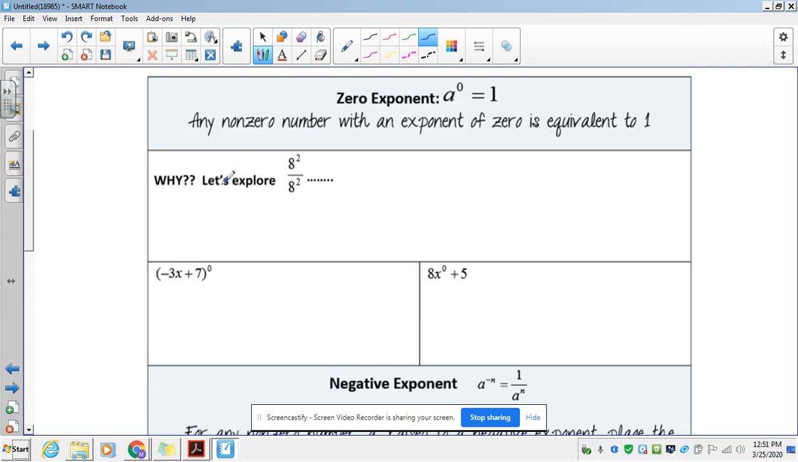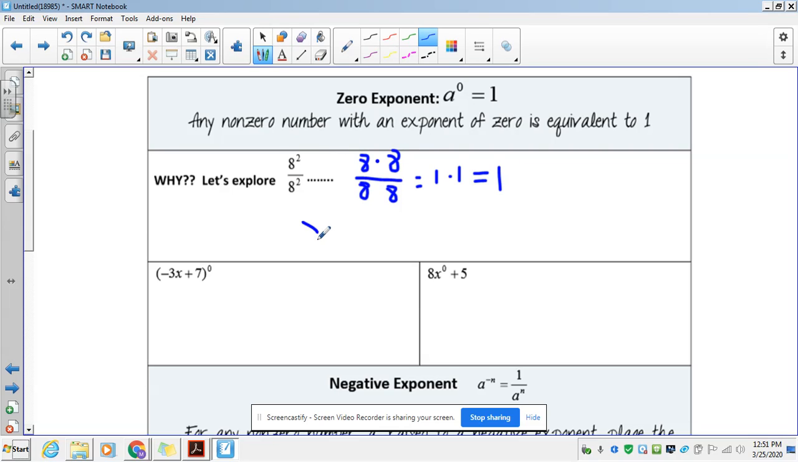Here it's showing you why. So 8 squared is really just 8 times 8. 8 squared on the bottom is 8 times 8. So if you look at that, the 8s would cancel. 8 divided by 8 is 1, and 8 divided by 8 is 1. And that is just 1 times 1, which equals 1. So no matter what, it's always going to go down to 1.